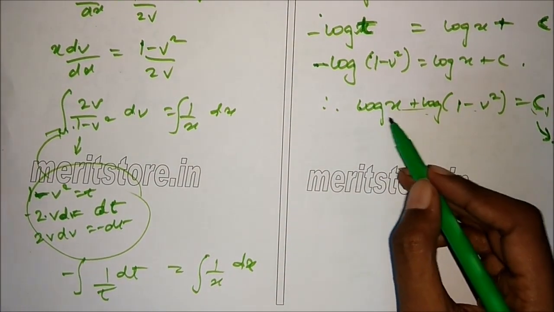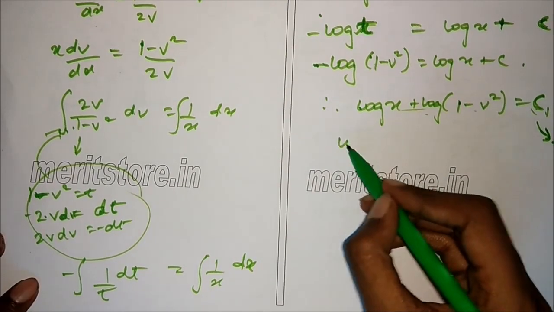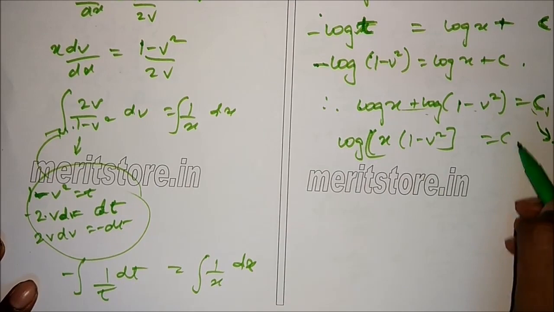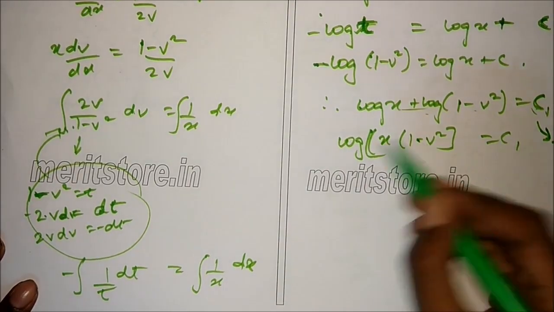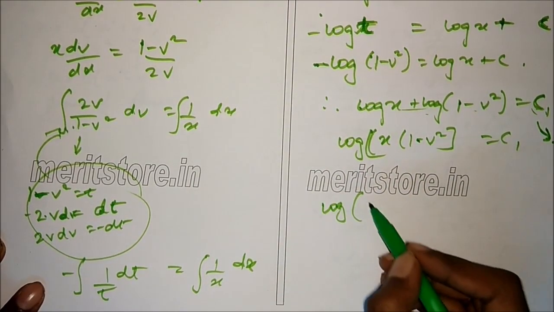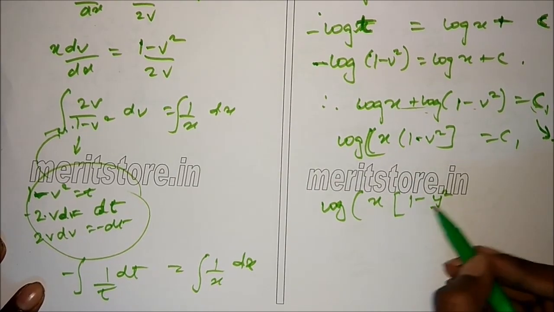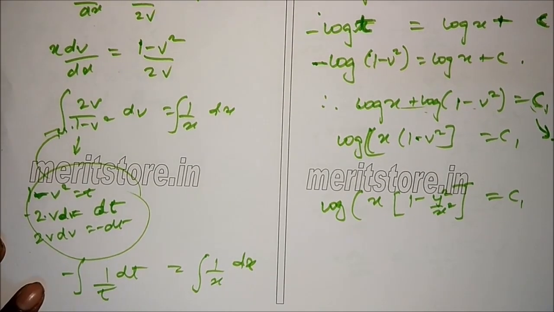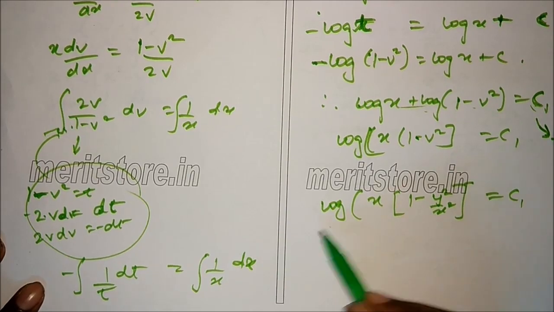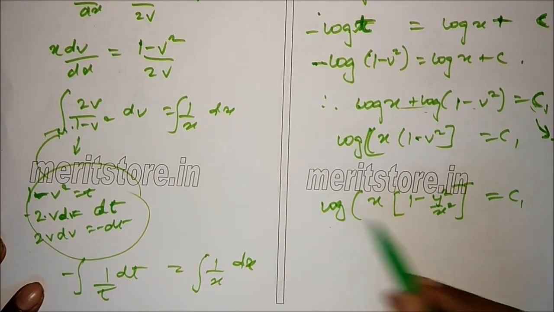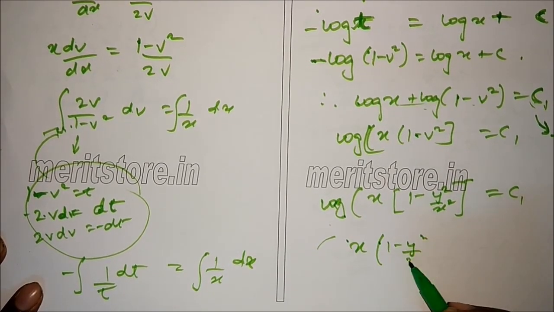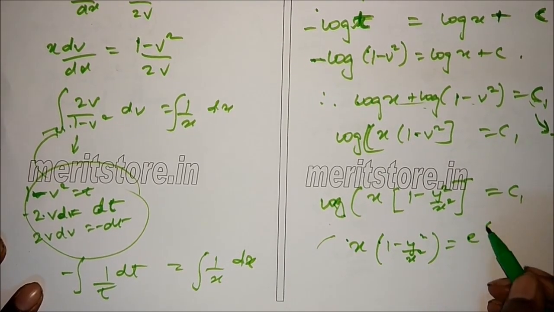By law of logarithm, log of x plus log of (1 minus v square) is log of x into (1 minus v square), and this is equal to c1. But v is y by x, so this will be log of x into (1 minus y square by x square) equals c1. So taking the antilog, we get x into (1 minus y square upon x square) will be equal to e raised to c1.